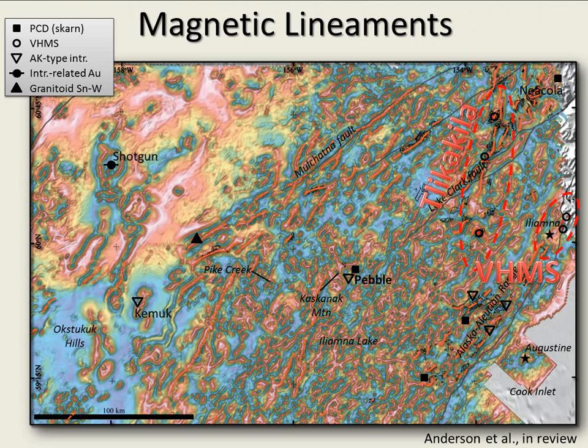We also see a lot of circular features within the continental margin rocks to the northwest. The hornfels rings around the intrusion-related gold prospects at Shotgun are highlighted nicely, and then additional circular anomalies may reflect granitoids and other intrusion-related gold systems in the continental rocks off to the northwest there.